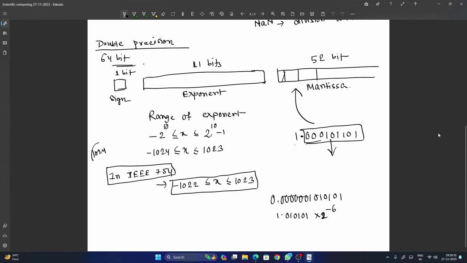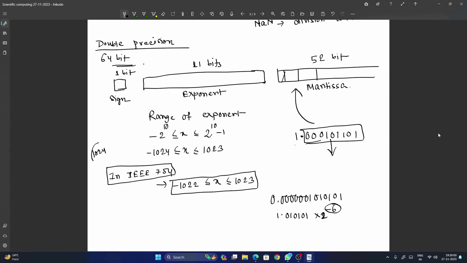So now if you see this number, it is 1.010101 into 2 to the power minus 6. Now as per the IEEE format, just save this portion in the mantissa part. That's okay. But the problem is, what about the exponent? Here the exponent is minus 6. That means the exponent also needs a negative sign, but there is no allocation for the negative sign because the exponent has only 11 bits and all are for the number, and that's a problem.